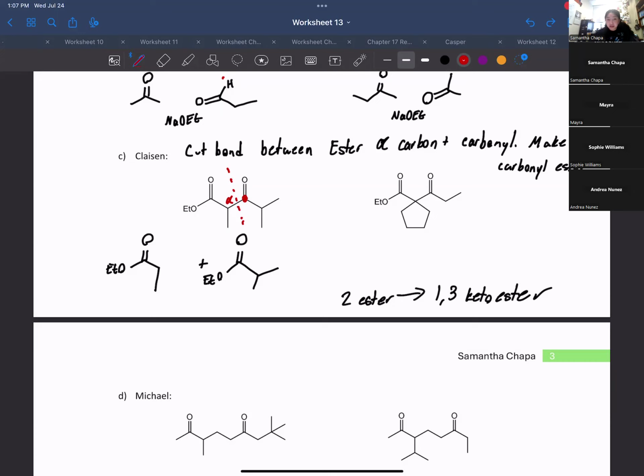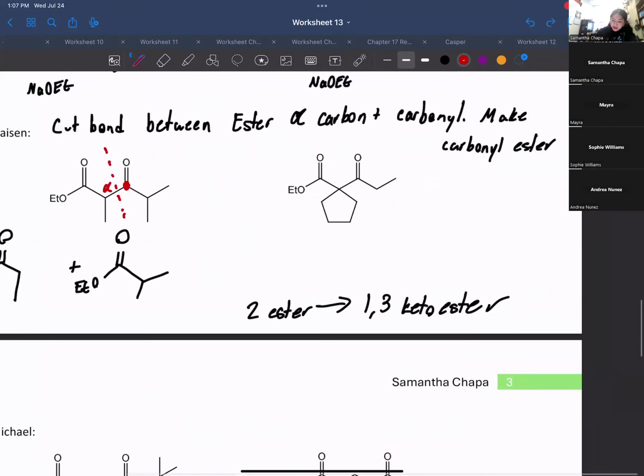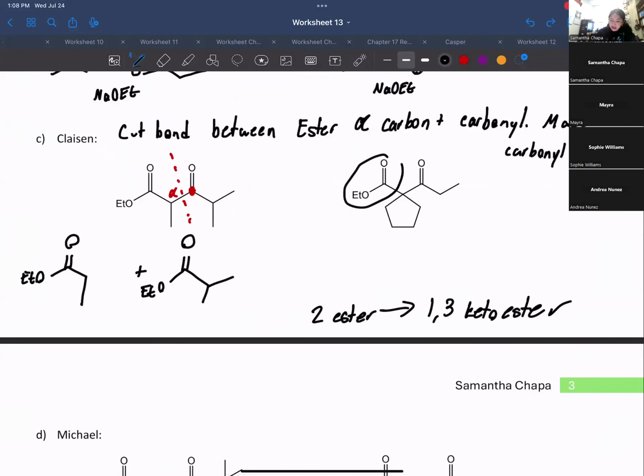Okay, and then we can try that again with another one. Find your ester. This is my ester right here. Find the alpha carbon and the carbonyl that it's attached to, and you're gonna break that bond. And so for Claisen reactions, I forgot about that. I'll put that at the end just so that I can get this one down really quick.